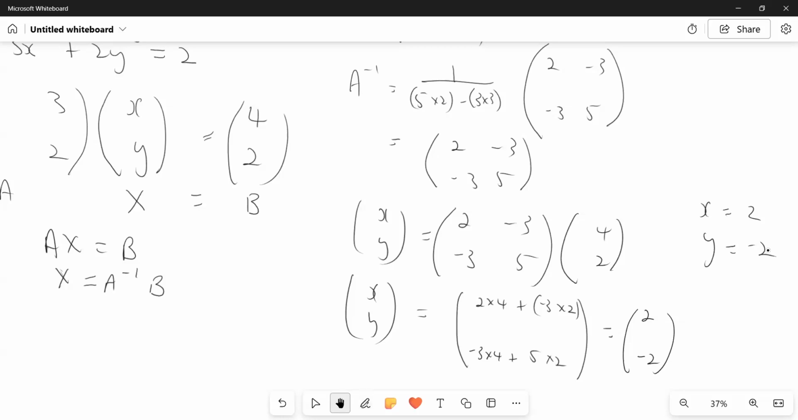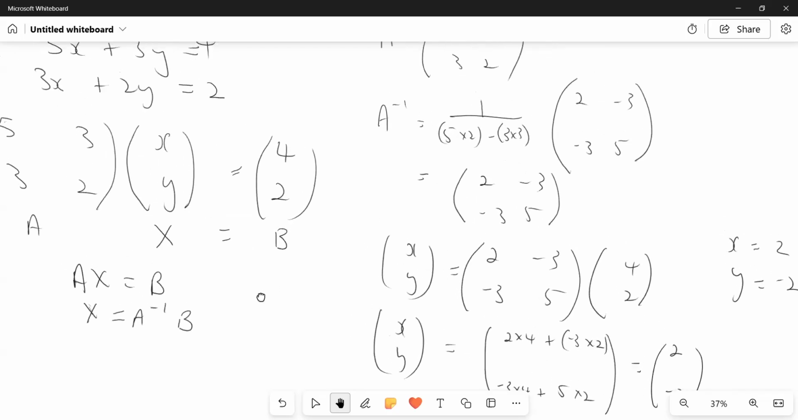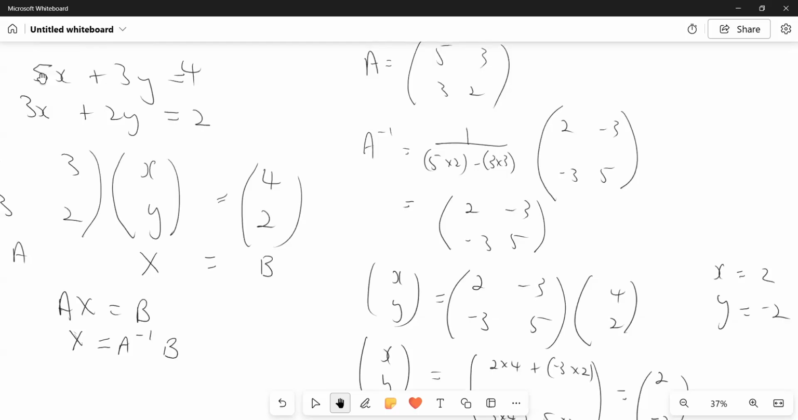And you can check it to see. Is that going to be right? Yeah, that's right. If you put X equal 2 there, 5 by 2 is 10 plus 3 by minus 2 is minus 6, right? So 10 minus 6 will give you 4. And 3 by 2 is 6 plus 2 by minus 2 is minus 4. So 6 minus 4 equal 2.